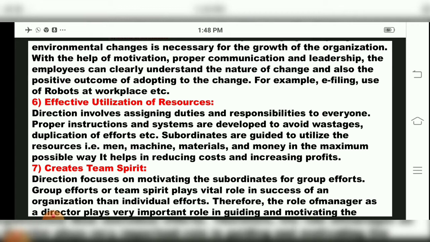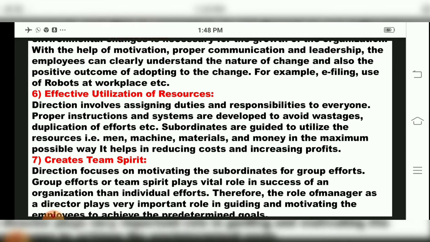Therefore, the role of the manager as a director, children, plays an important role in guiding and motivating the employees to achieve the predetermined goals. So creating a team spirit is also more important, children, because when you motivate the employees to work in a group, it will lead the company to profit. In any organization, profit and prosperity will be there when teamwork and team spirit are there. So the director plays a very important role here.